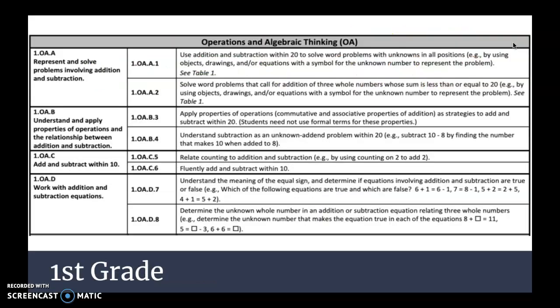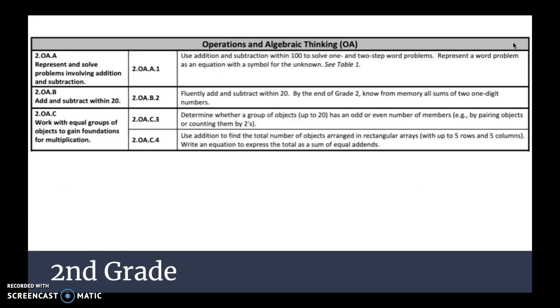And then in 1st grade, the focus is going to be on representing and solving problems that involve subtraction, understanding and applying properties of operation, and the relationship between addition and subtraction, and how to subtract within 10, and lastly, working with subtraction equations. And then in the 2nd grade, students are going to learn how to represent and solve problems involving subtraction and subtracting within 20.